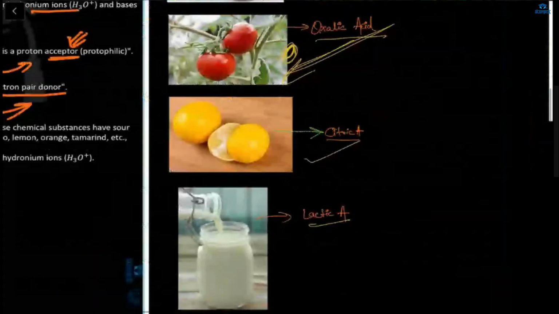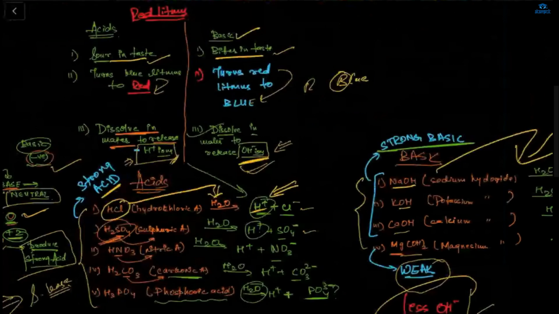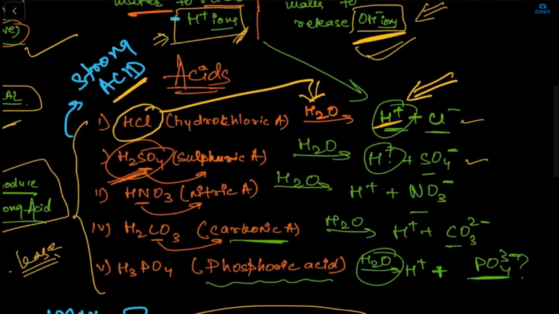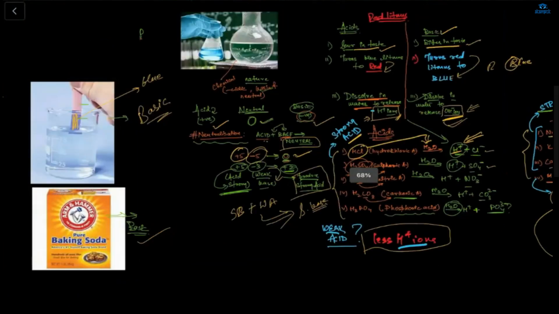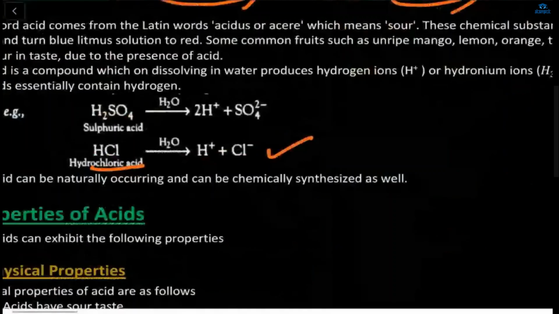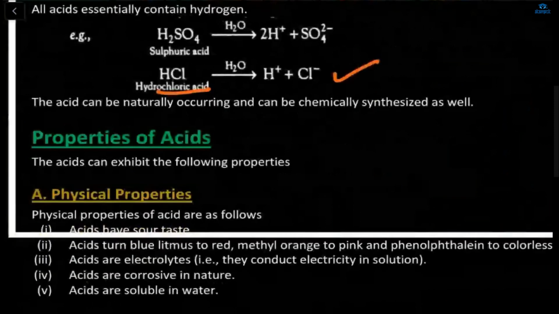This is your hydrochloric acid. We have already seen that when we are mixing this H plus Cl minus, it's releasing H plus ion. So here also it's the same, H plus and Cl minus ion. What are the properties of acids? What is the physical property of acid?